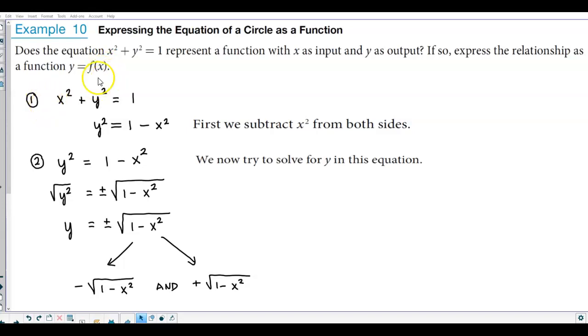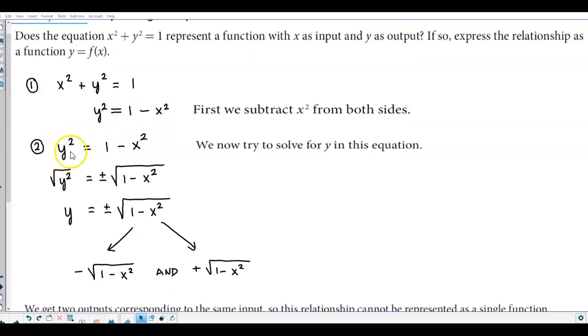So for the equation of the circle x squared plus y squared equals 1, we want to isolate the y. So we're going to subtract x squared from both sides. So we get y squared, which is equal to 1 minus x squared. Now we want to be able to solve for y. In order to solve for y, we need to take the square root of both sides.